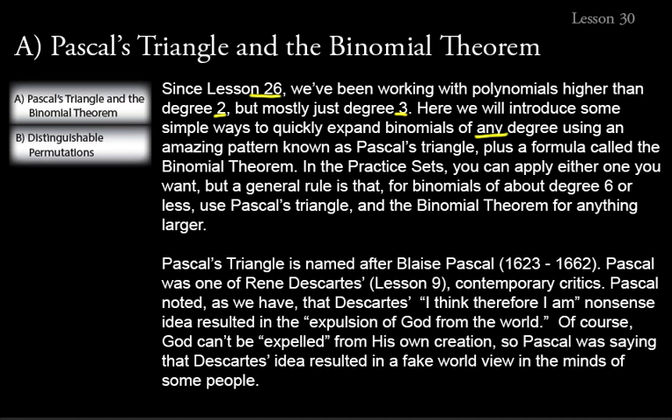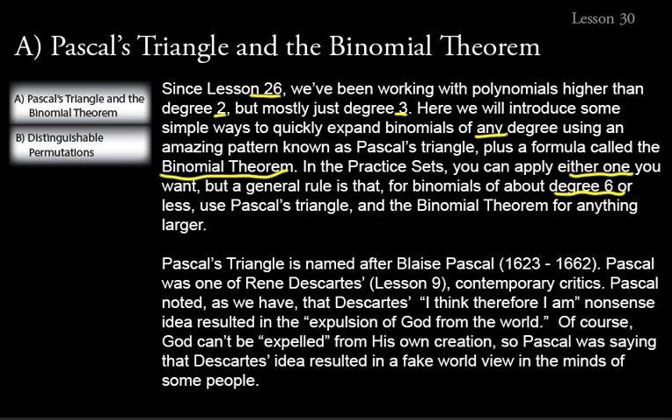And we'll also look at a formula called the binomial theorem, which basically does what Pascal's Triangle does in formula form. So when you do the practice sets, you can apply either one of these to the problem. You can use Pascal's Triangle to find the term that you need, or you could use the binomial theorem, whichever one you want. But make a note of this: as a general rule, binomials of about degree 6 or less use Pascal's Triangle, and then the binomial theorem for anything larger.